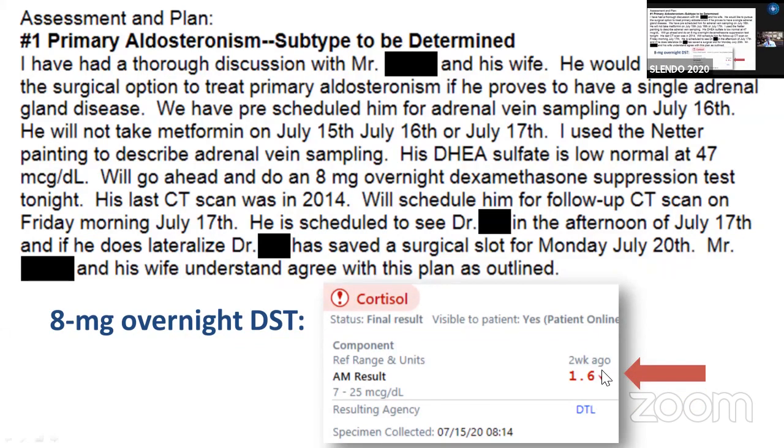Again, everyone should be undetectable. He was 1.6. This is not a lot of autonomy, but there's some autonomy. Either both adrenal nodules or one of them is making a little cortisol autonomously. Not a lot, not enough that I can see it by looking at the patient on physical exam.